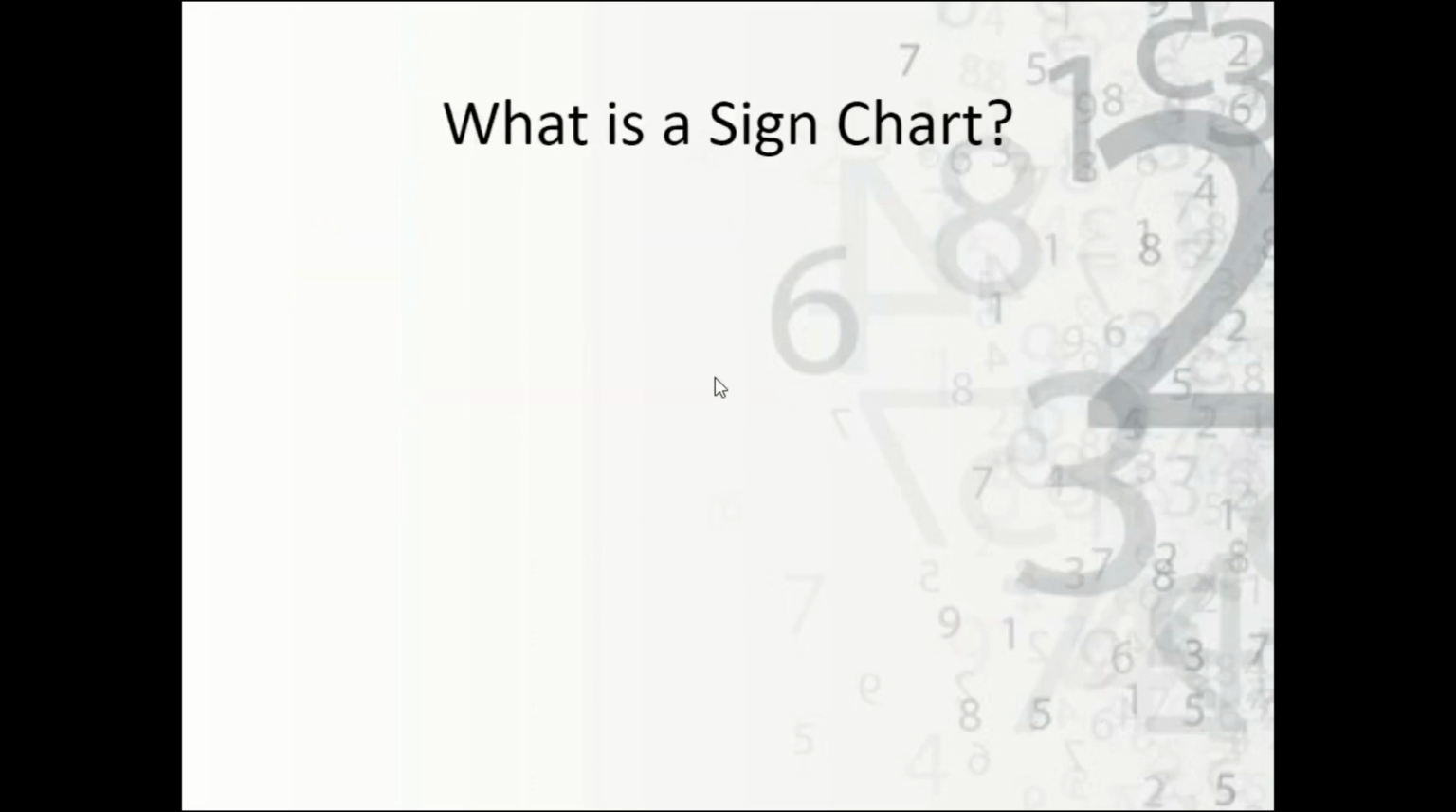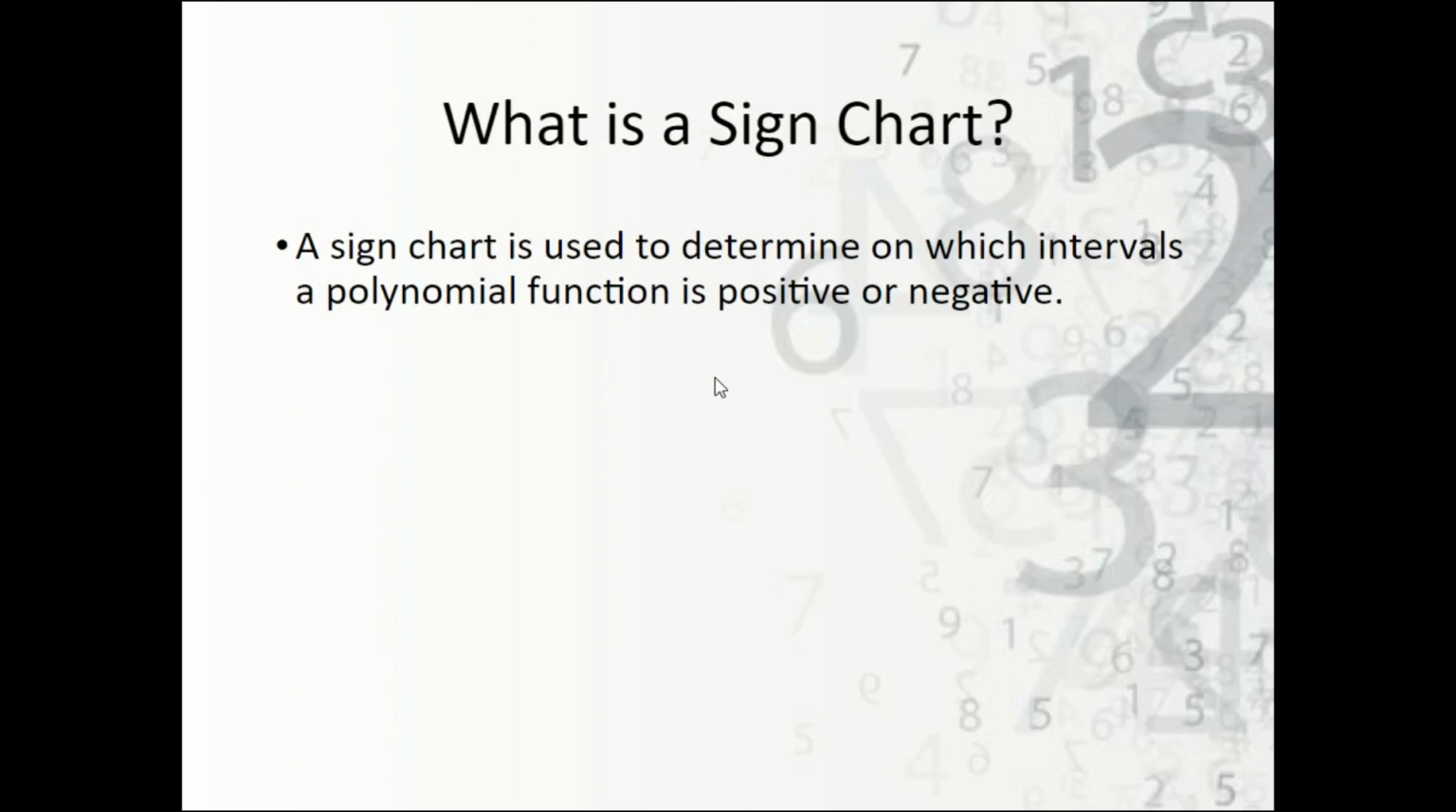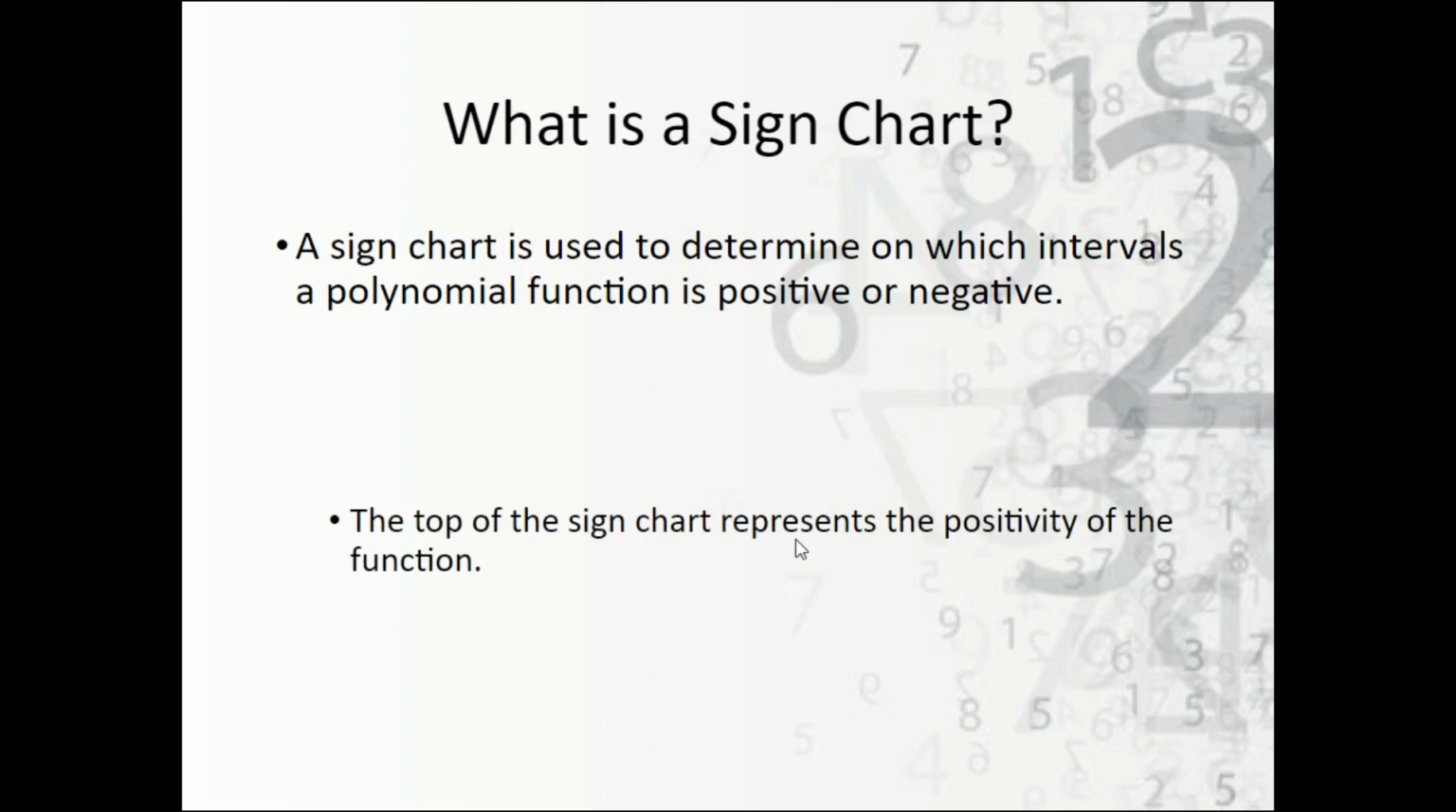Now, what is a sign chart? A sign chart is used to determine on which intervals a polynomial function is positive or negative. So we talked about positive and negative intervals. Now we're going to use a graphical display to show where it's positive and where it's negative and when it changes between them. So the top of the sign chart represents the positivity of the function. So is it positive or negative? So we have positive, 0, negative, 0, positive. So that means it goes from positive to positive, and these are my x-intercepts.